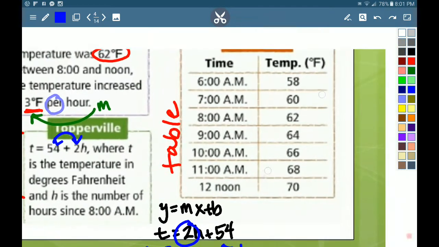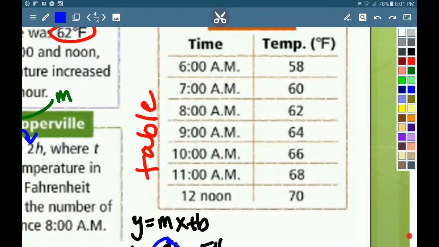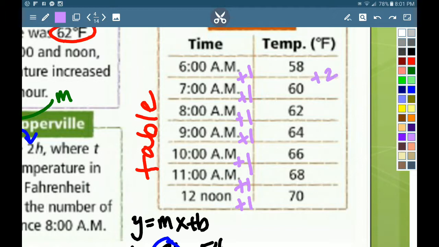So just like we always identify rate of change in a table, we need to notice how the x's are changing and how the y's are changing. The x's are going up by 1 hour at a time. It goes from 6 to 7, 7 to 8, so it looks like each time we're just increasing by 1 hour. Whereas on the temperature side, I see 58 to 60, that's adding 2. 60 to 62, also adding 2. Okay, so it looks like every hour that passes, the temperature goes up 2 degrees.